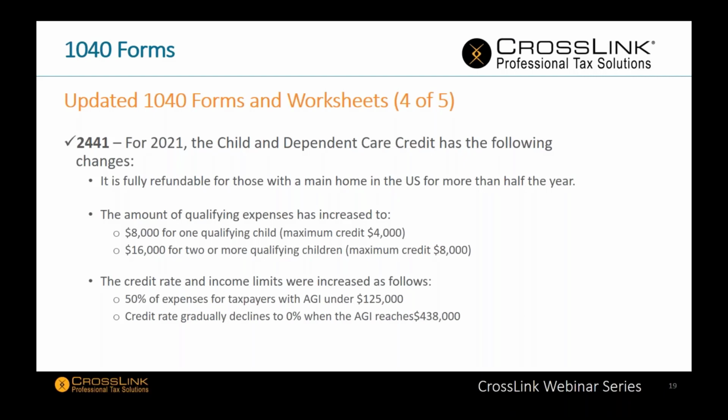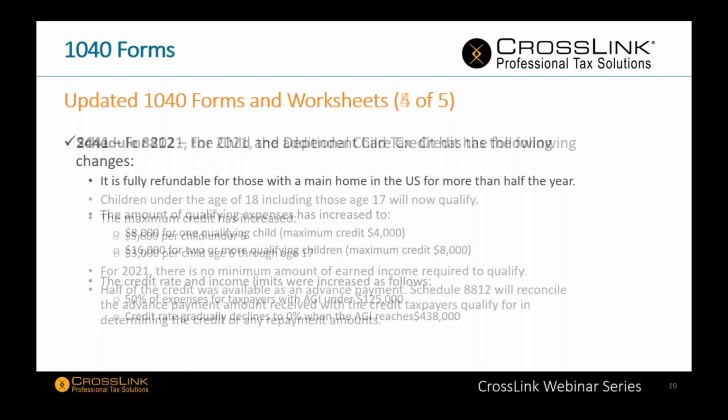The credit rate and income limits were increased as well. 50% of the expenses for taxpayers with AGI under 125K. And then the credit rate gradually declines to 0 when the AGI reaches 438K. Once they're 438K or above, then no credit, or they don't have any credit rate. So big changes there for the 2441.